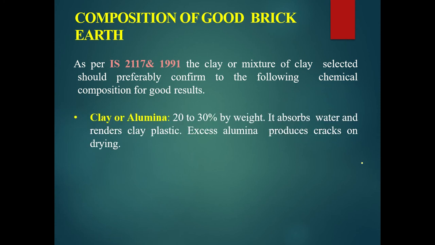The first component is clay or alumina. Generally brick earth is also called clay, and the main constituent in clay is alumina. The percentage of alumina should be around 20 to 30% by weight of the sample you are taking. For example, if you are taking 100 grams of clay in your hands, then around 30 grams of that should be alumina. And what is the main function of alumina? Alumina absorbs the water and gives the plastic nature to the clay.